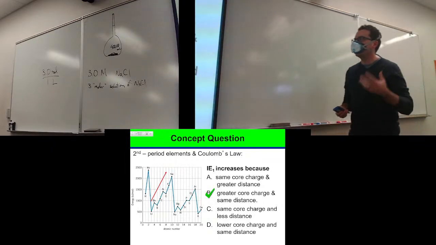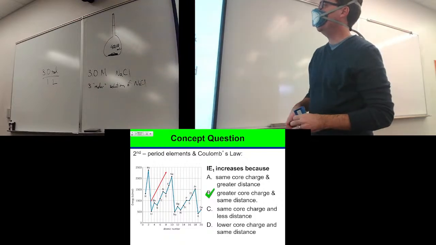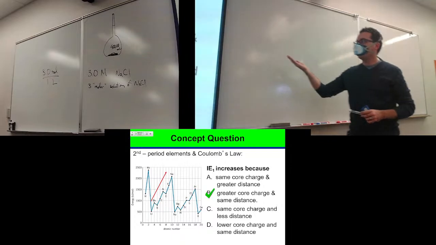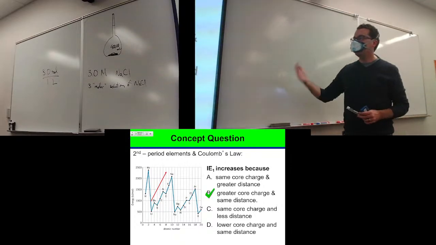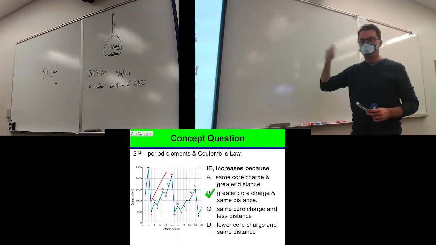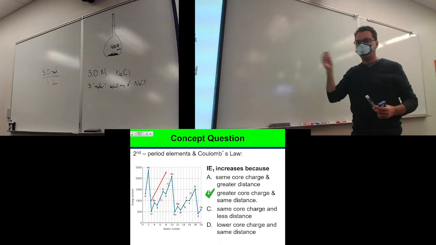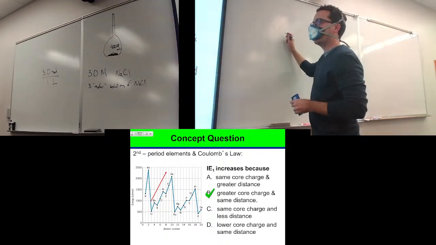So the reason as you go across a period, the ionization energy goes up is because, and if you want to talk about it in terms of core charge, the core charge increases, but the distance of that new electron, as you keep adding electrons, that electron doesn't change distance. It doesn't get further away. It stays the same. So remember what core charge is.